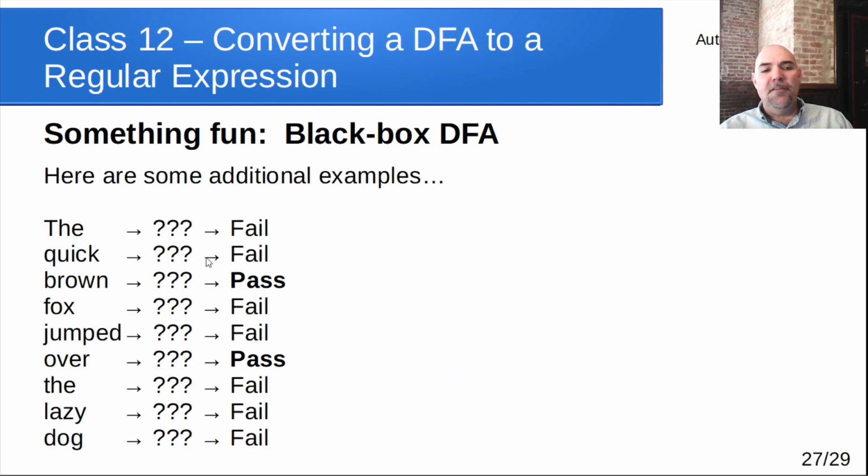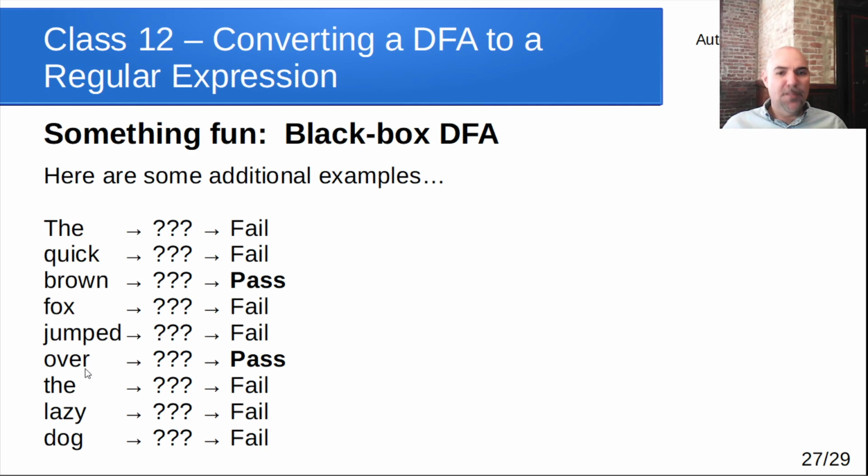And so the fails, quick fails, brown passes, fox fails, jumped fails, over passes, the fails, lazy fails, dog fails. So the only two that pass here are brown and over. So now you might come up with a hypothesis based on that and see maybe if you're right or not.